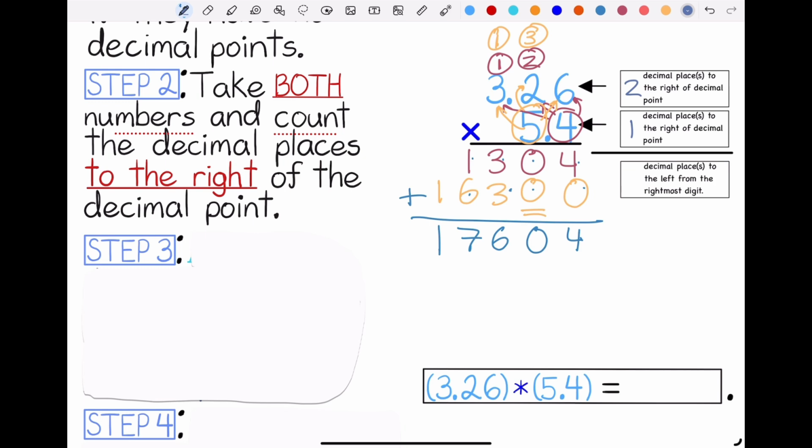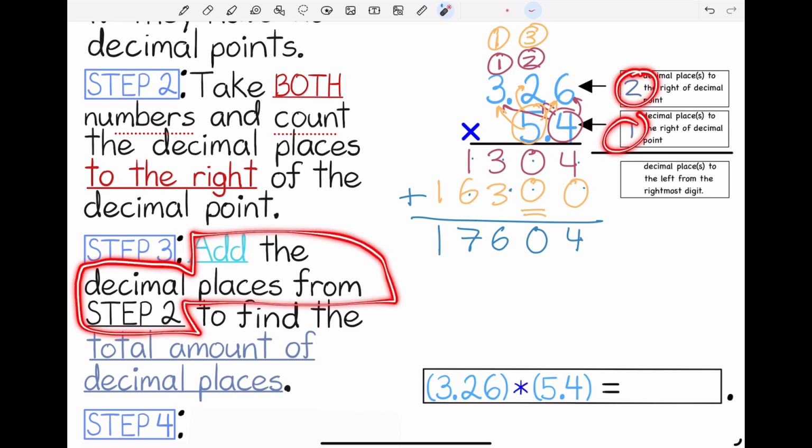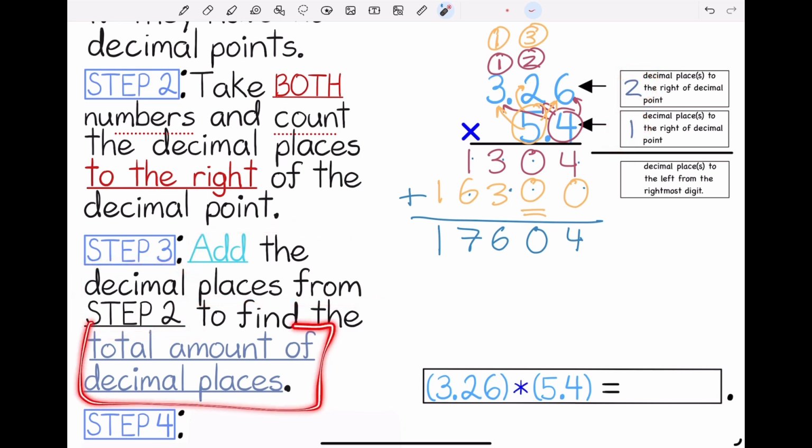All right, so we've just finished step 2. Now going to step 3, we're going to add the decimal places we counted from step 2, so these numbers, and we're going to find the total amount of decimal places we need. So if we add 2 plus 1, that would equal 3.